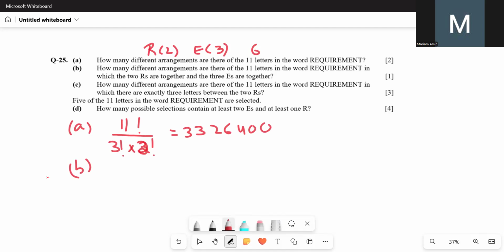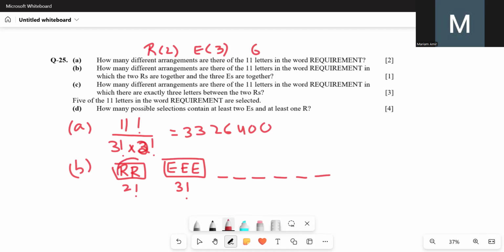Part B: how many different arrangements are there of the 11 letters in the word requirement in which the 2 R's are together and the 3 E's are together? Okay, so when the 2 R's are together, we group them. They have an arrangement of 2 factorial, and then we group the 3 E's and they have an arrangement of 3 factorial. Apart from that, we have 6 more alphabets: 1, 2, 3, 4, 5, 6.